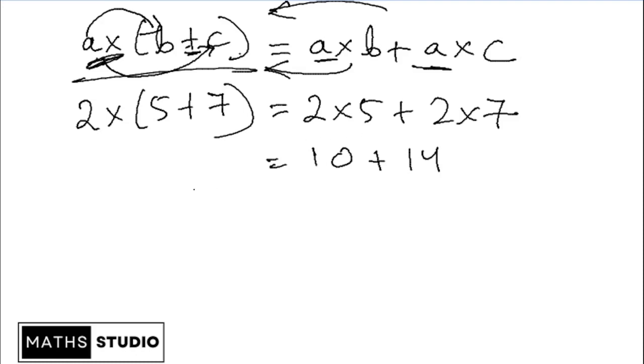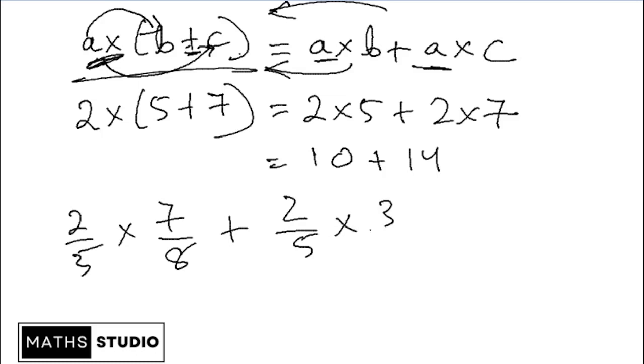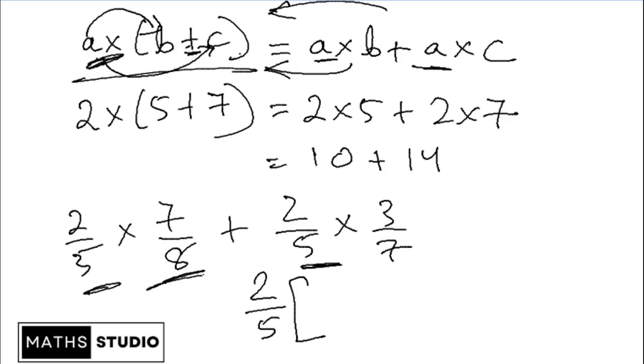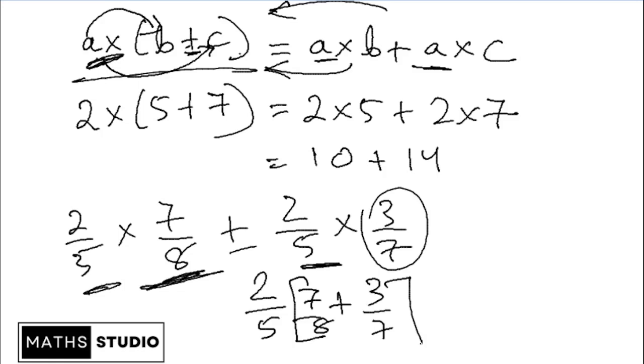Now if the reverse were given, say 2 by 5 into 7 by 8 plus 2 by 5 into 3 by 7. In this case, what will happen? 2 by 5 is common in both of them. So we'll take out 2 by 5 as common according to the distributive law. What is left over from the first part? 7 by 8. Plus sign. And what is left over from here? 3 by 7. Now we'll simplify the internal part and then multiply with 2 by 5, and whatever is the answer, we'll put it out here. So this completes our chapter.